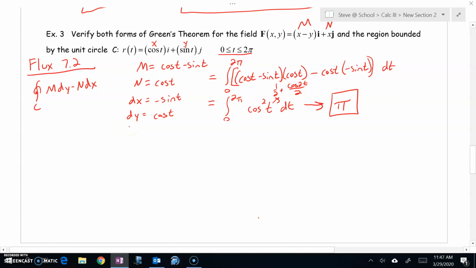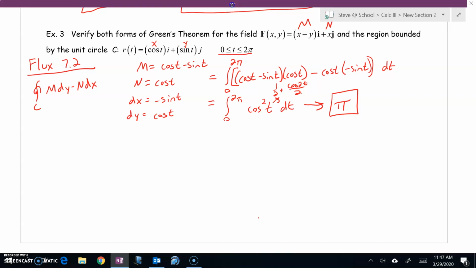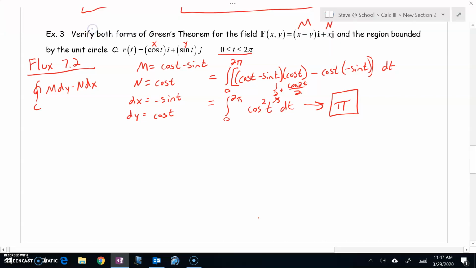Now, notice how this wasn't that bad the original way. That's because the region is a nice unit circle. It's not a square or a triangle, so we don't have to worry about it. But I am going to now show you how to use the new method with flux, using the divergence integral.